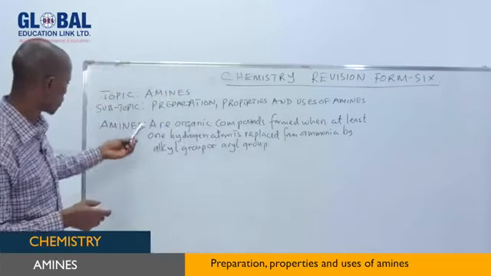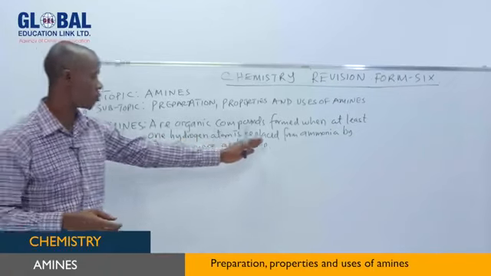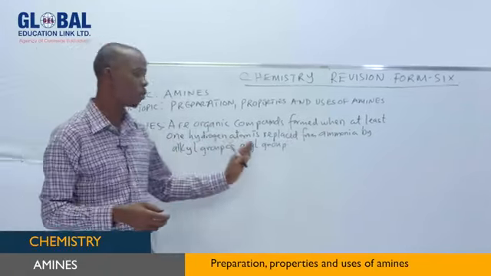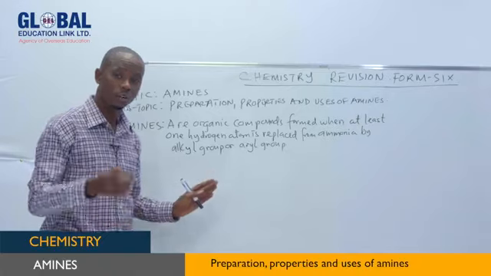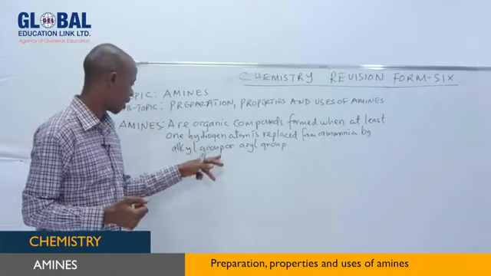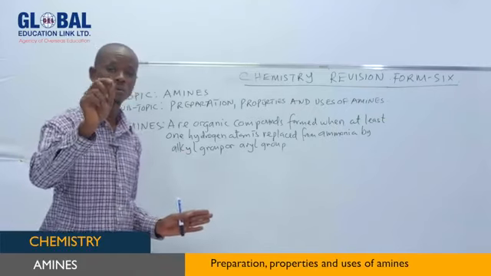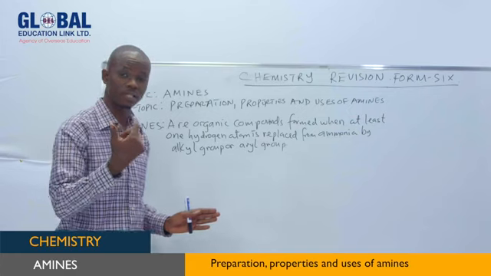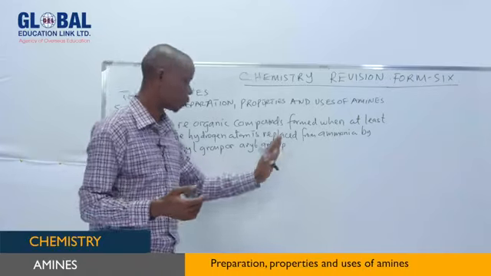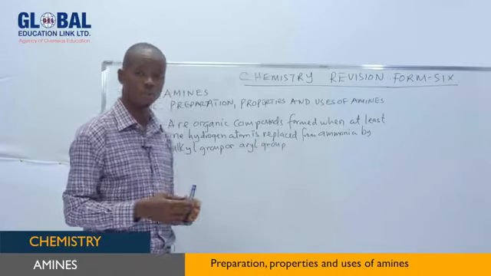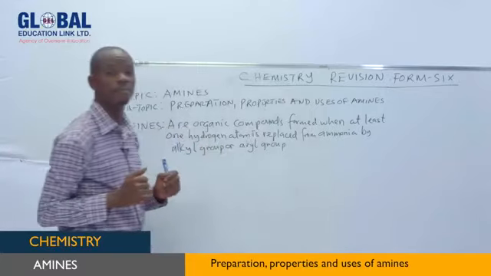So this is the definition of amines. At least one hydrogen atom is replaced from ammonia by an alkyl group or by an aryl group. And I'm sure that when we talk about an alkyl group, you know what it is. Alkyl groups come from alkanes, and they are formed when one hydrogen atom is removed from it. And when we talk about an aryl group, these are molecules containing the benzene ring. So this is all about amine.